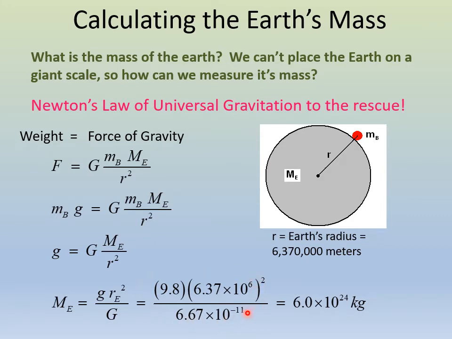So if we put all this into our calculator, we come up with 6.0 times 10 to the 24th kilograms. And sure enough, this is the correct value for the mass of the Earth. This is 6 trillion trillion kilograms. So obviously, the Earth is incredibly massive compared to everyday objects that we're used to.